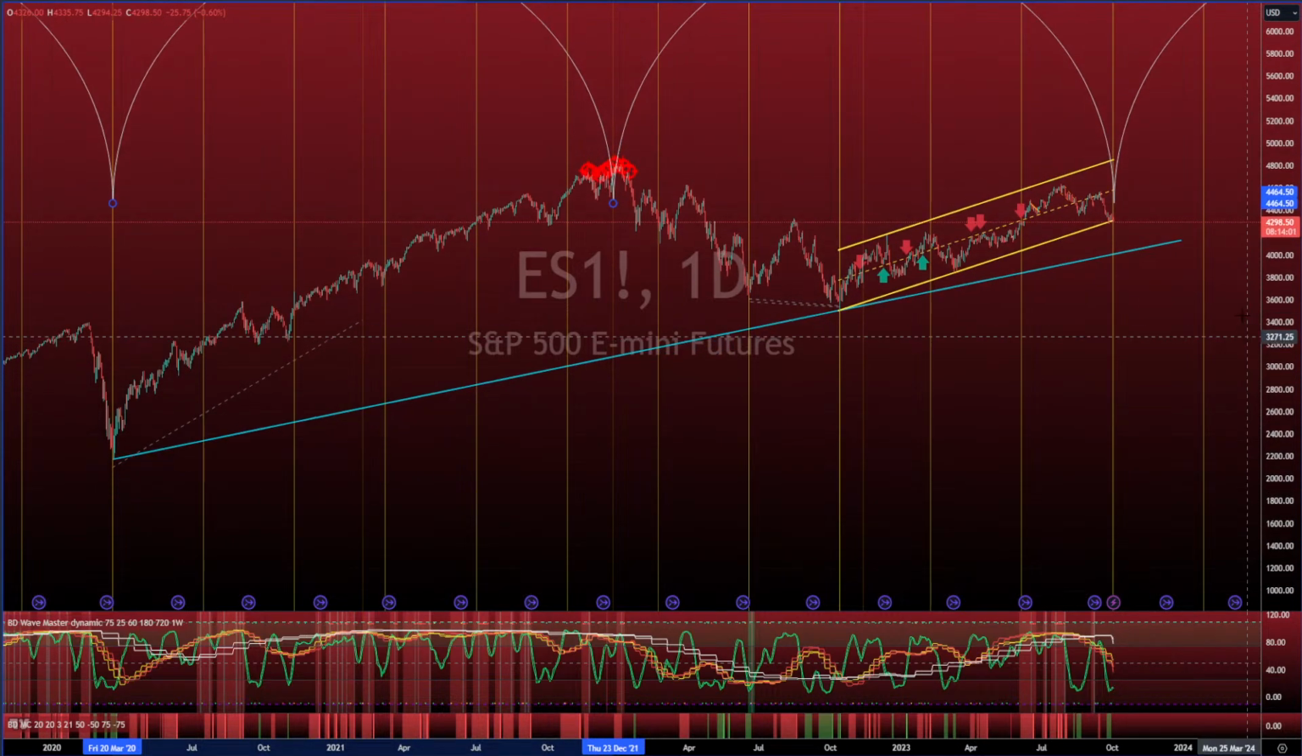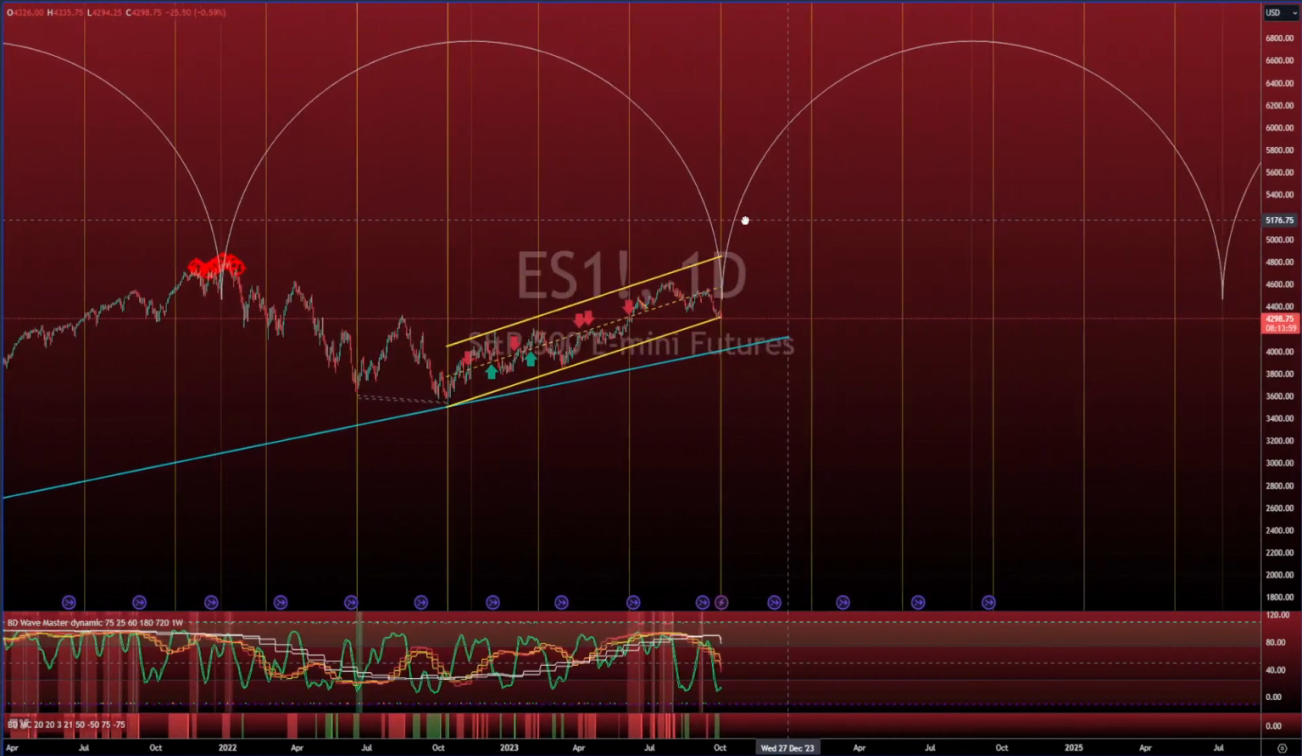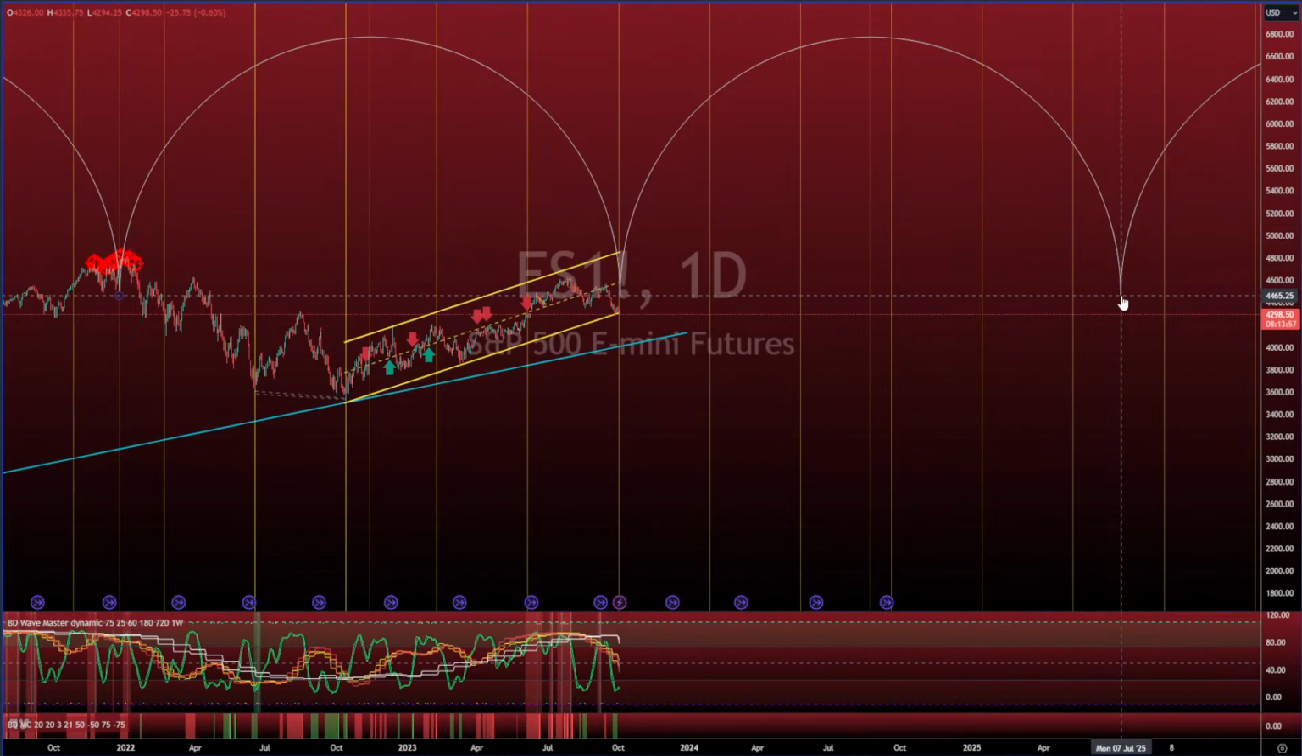And again, we can go forward and see where the next cycle would be, which is going to be right here, in January of 2025. And if you all know what I'm really expecting 2025 to be, I'm expecting 2025 to be very, very bullish.